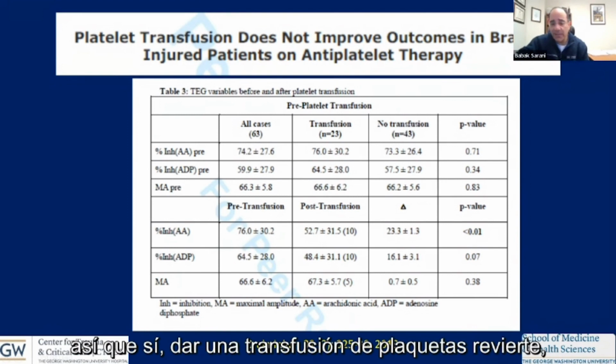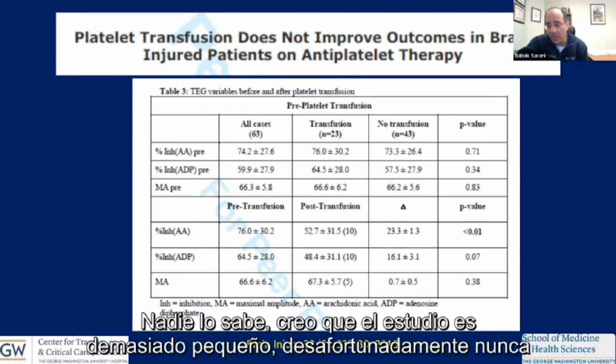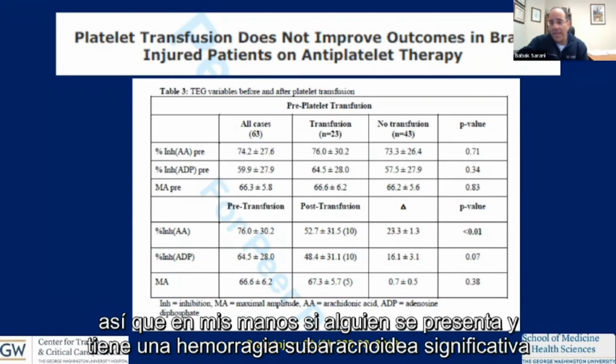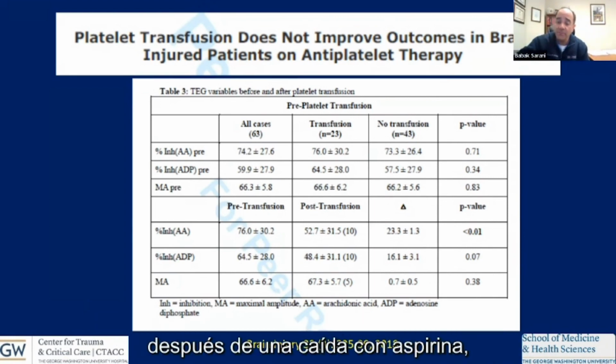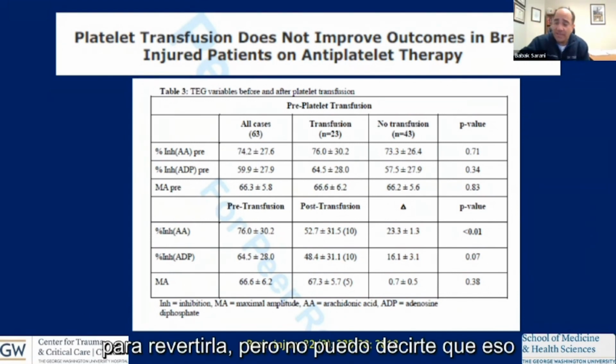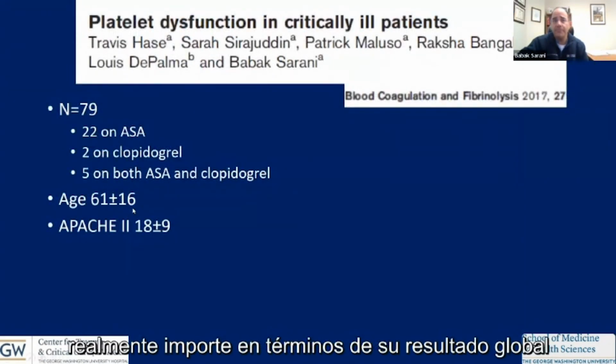So yes, giving a platelet transfusion does reverse. Does it actually matter? Nobody knows. And I think the study is a bit too small. It was unfortunately never repeated, and we're left with this. So in my hands, if somebody shows up and they have a significant subarachnoid bleed after a fall on aspirin, we will go ahead and give them a single dose of platelets as a way to reverse that. I just can't tell you hands down that that actually matters in terms of their overall outcome.